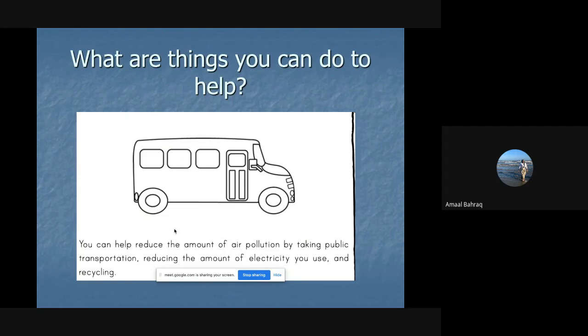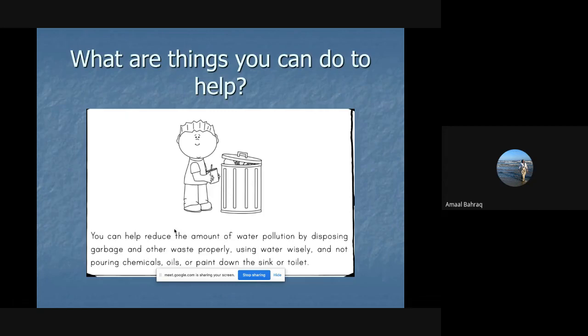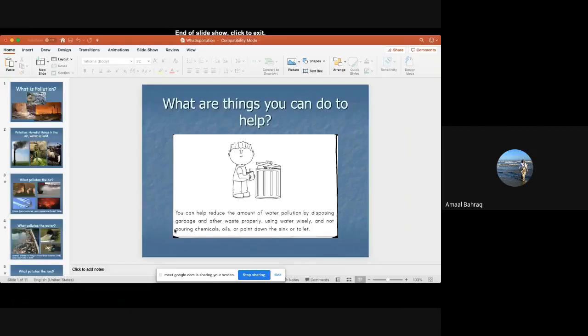Another way that you could also do is riding your bike or walking. Now that we have had to stay home due to coronavirus, a lot of you guys have been biking or walking. What are things you can do to help as well? You can also reduce the amount of water pollution. So if you throw your garbage and waste properly into a trash can and you use water wisely and you don't pour chemicals or paint into the sink or toilet, then you're going to help the oceans. Remember that our trash must go into trash bins, and people come up and pick up the trash waste. Now that's the end of that slideshow.